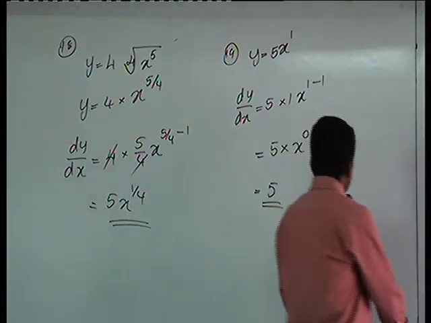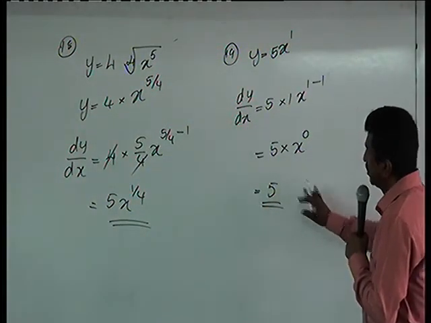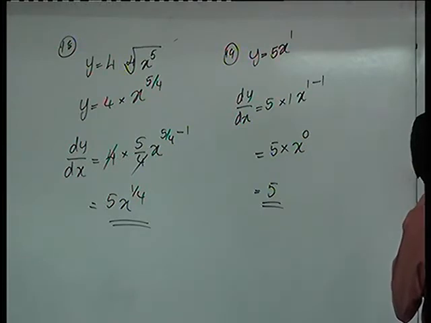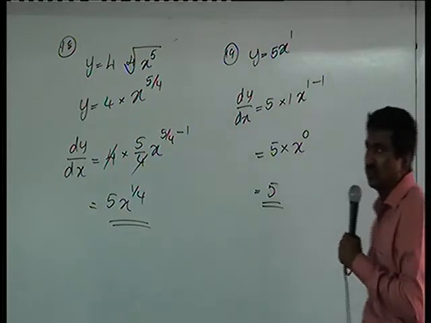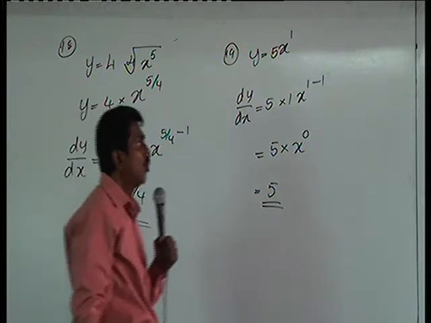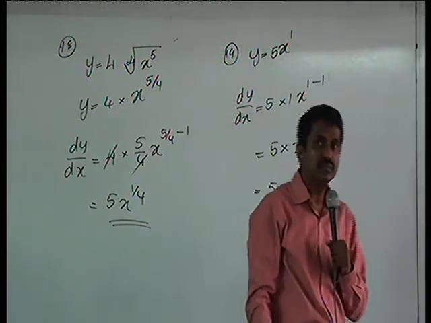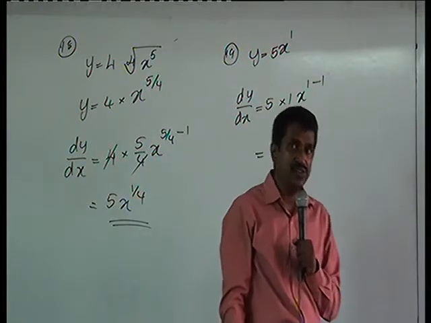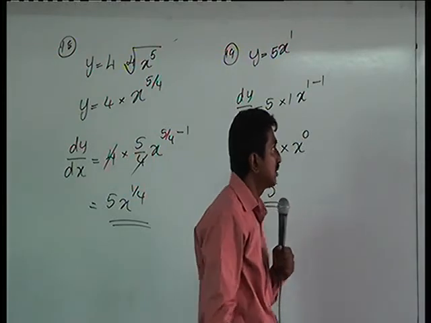Answer is 5. So no variable. Y is equal to 5. Nothing. No variable. Y is equal to 5. How do you differentiate? Y is equal to 5. So without a variable we can't differentiate, only the constant, y is equal to 5.